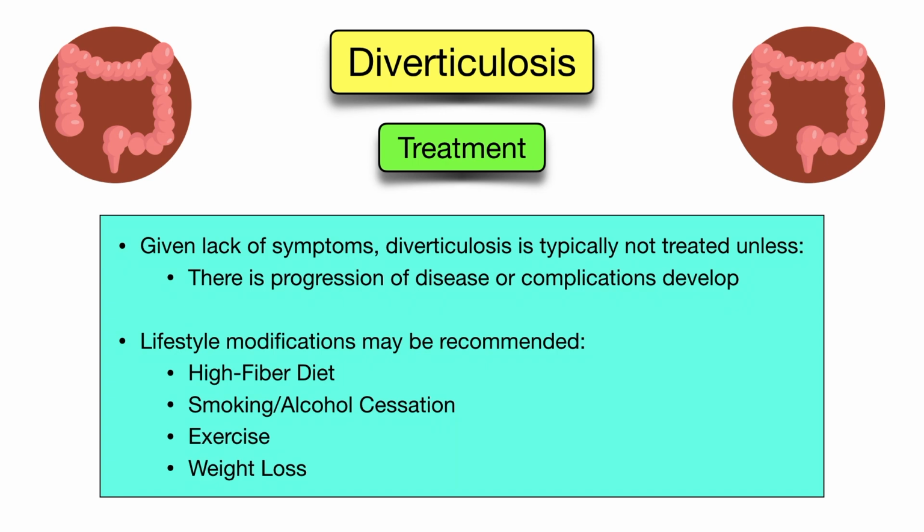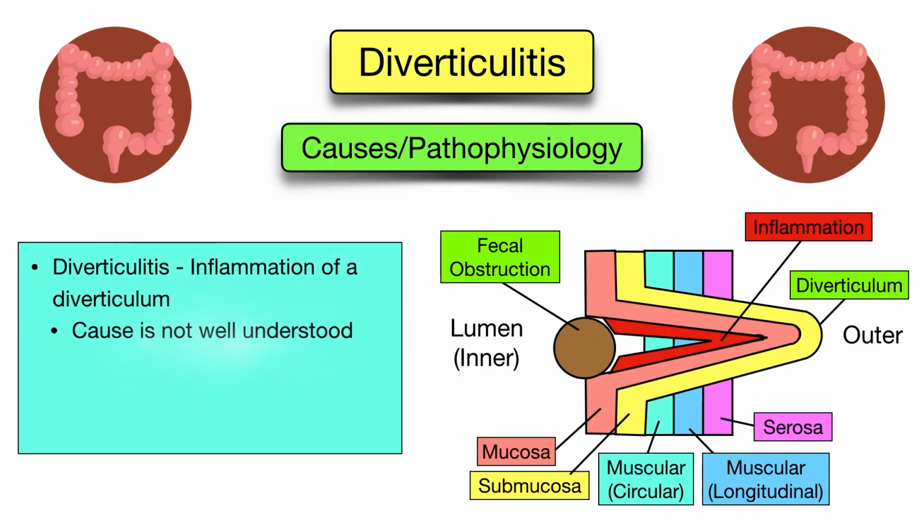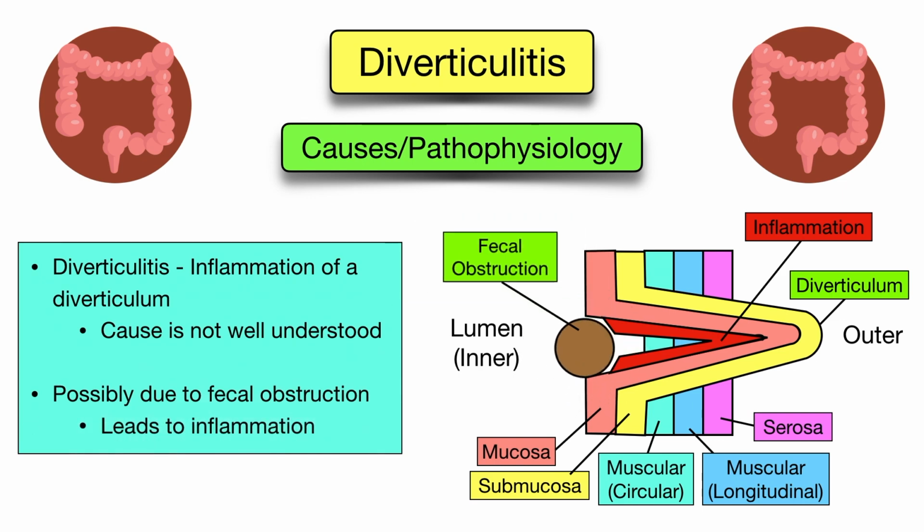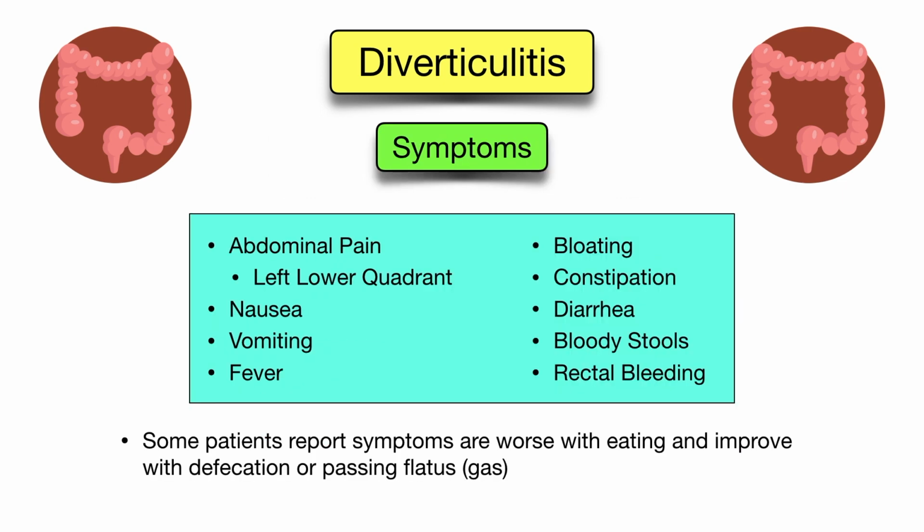Diverticula can also become inflamed, which is known as diverticulitis. The cause of diverticulitis is not well understood, but one theory is that it's caused by stool entering a diverticulum and becoming entrapped. The fecal stasis creates a buildup of pressure and bacteria, which can lead to inflammation along with possible infection. Symptoms of diverticulitis include left lower quadrant abdominal pain, nausea, vomiting, fever, bloating, constipation, diarrhea, bloody stools, and rectal bleeding. Some patients report worsening symptoms with eating and improve with defecation or passing gas.